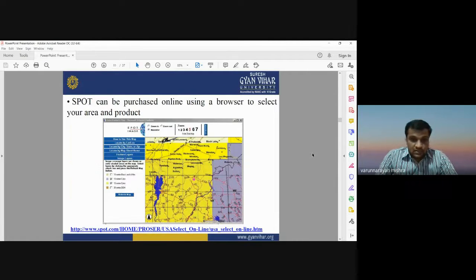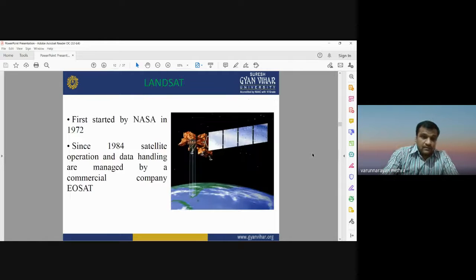This is the website where we can purchase SPOT images by prior order for the required image of any area. These images are not freely available, so you need to order before purchase, and they will provide you the images as per your requirement.